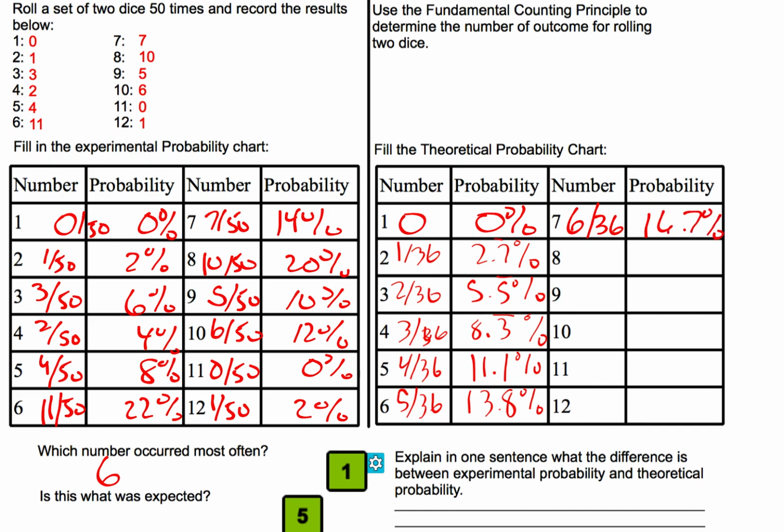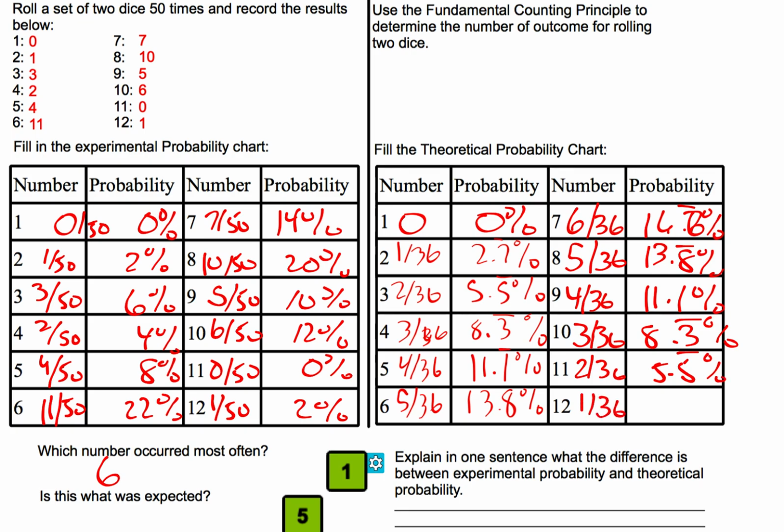And then these start dropping down. 5 out of 36 is 13.8 repeating percent. I guess that's 0.6 repeating up there. 9 can happen 4 out of 36 ways. That's 11.1%. 3 out of 36 ways for a 10, 8.3 repeating percent. 11 can happen 2 out of 36 ways, which is 5.5 repeating percent. And 1 out of 36 ways you can get 12, which is 2.7%.